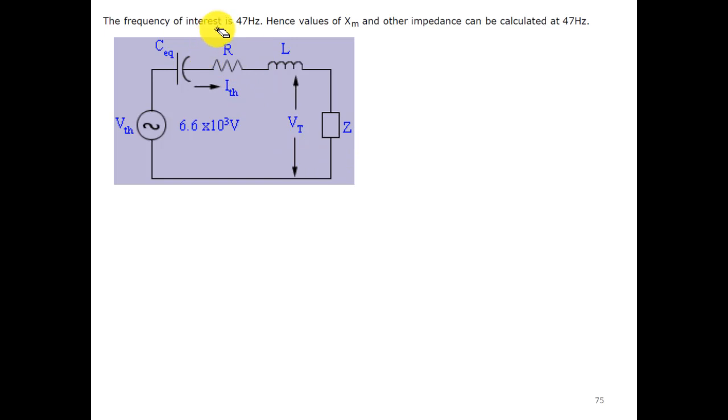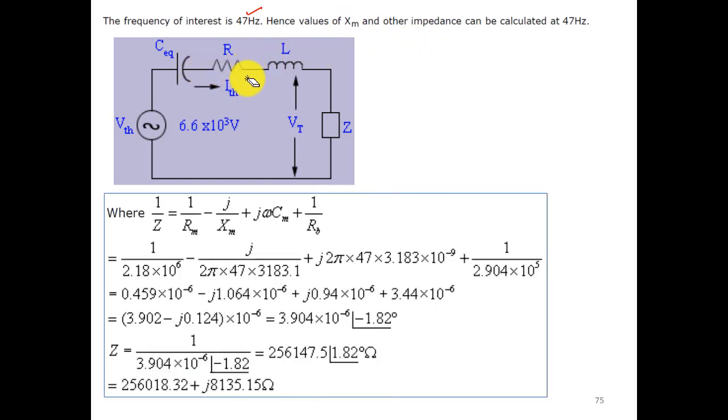Okay, so the frequency of interest is 47 Hz. At 47 Hz, we need to find the phase angle error and the ratio error, right? Hence the values of Xm and other impedances can be calculated at 47 Hz. So at 47 Hz we need to find Xm and the value of C equivalent, and other calculations.